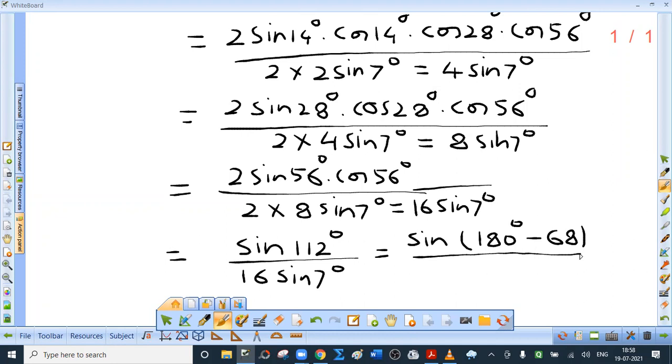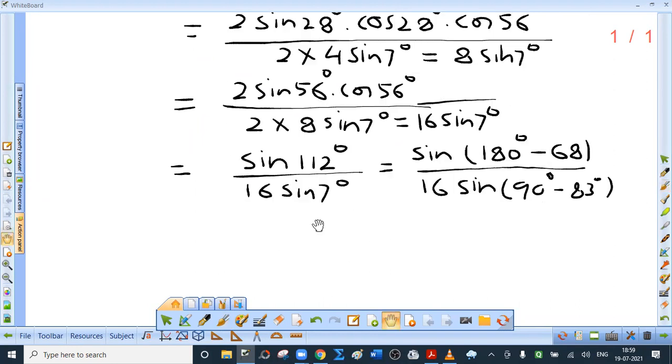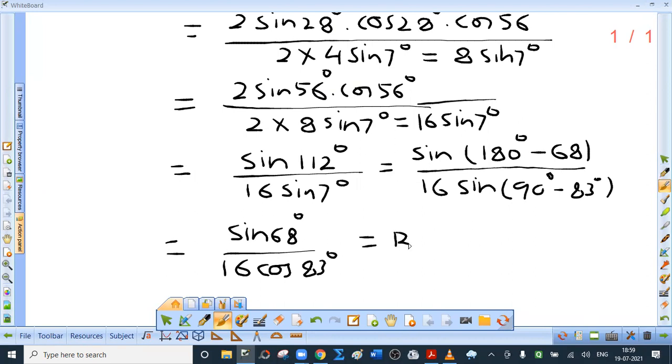Okay. Now what about the denominator? 7 is the complement of which angle? 83 degree. So 90 degree minus 83 degree. Okay. Now last step, sine of 180 minus theta is sine theta. So sine of 68 degree. And what about sine of 90 minus theta? It is nothing but cos theta. Okay. Note that this is nothing but the right hand side. Right.